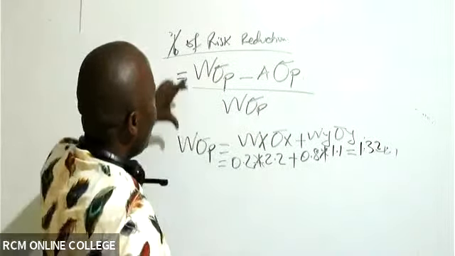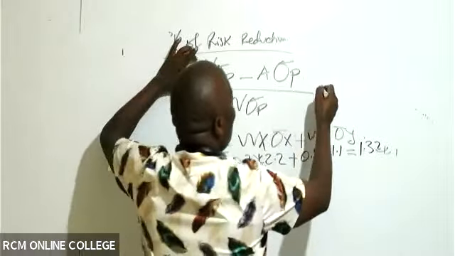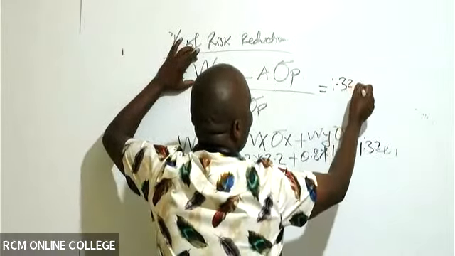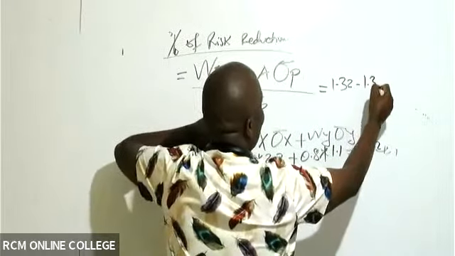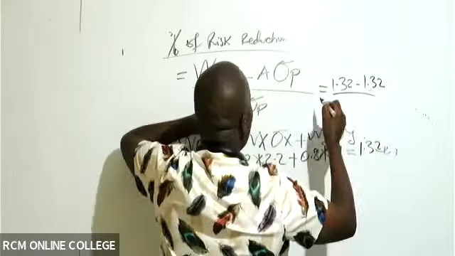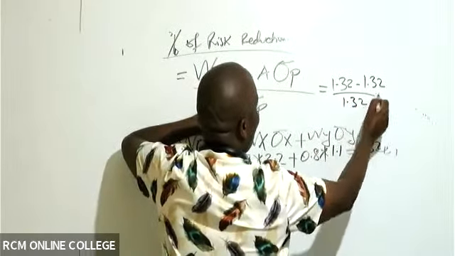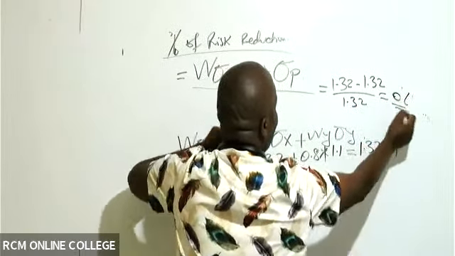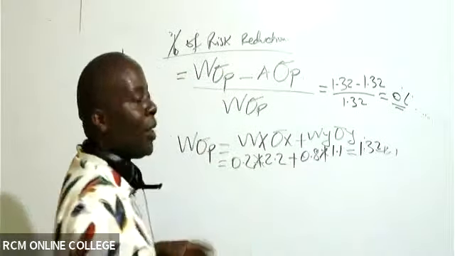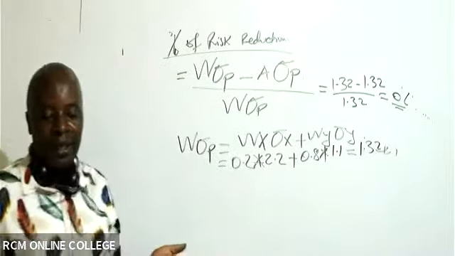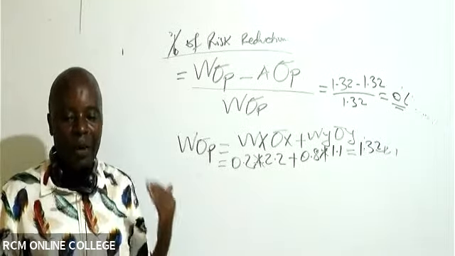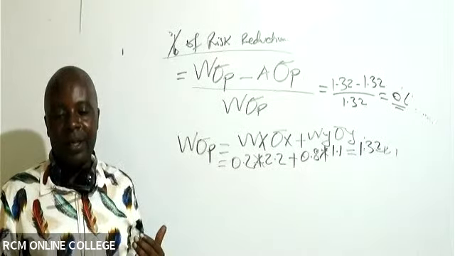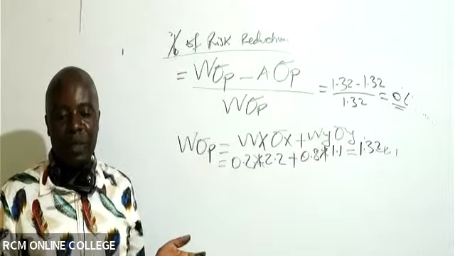So now here we subtract. The weighted standard deviation of the portfolio 1.32 minus the actual standard deviation of the portfolio 1.32, all over the weighted 1.32. You have reduced 0%. You have not reduced anything. How would you reduce anything in terms of what? Yeah, in terms of risk.